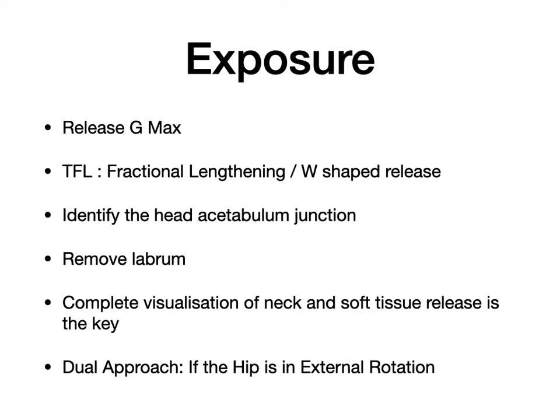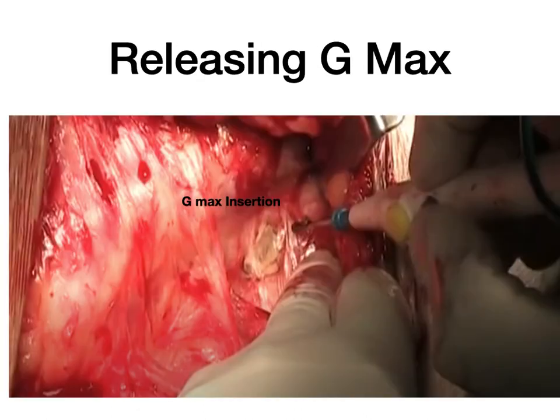If the hip is in too much external rotation, you may have to use a dual approach. That means that once you have exposed posteriorly, you have to tilt the table back towards you and go anteriorly. So this is a picture of the release of the Gmax. You can see, this is the greater trochanter, this is the head end, this is the foot end, and you are just gently releasing the gluteus maximus.